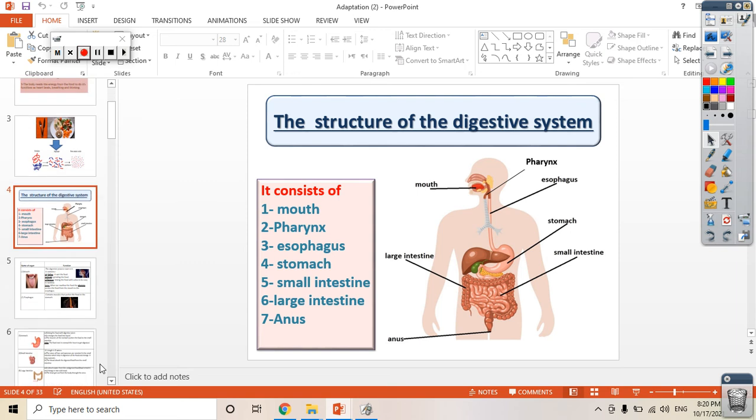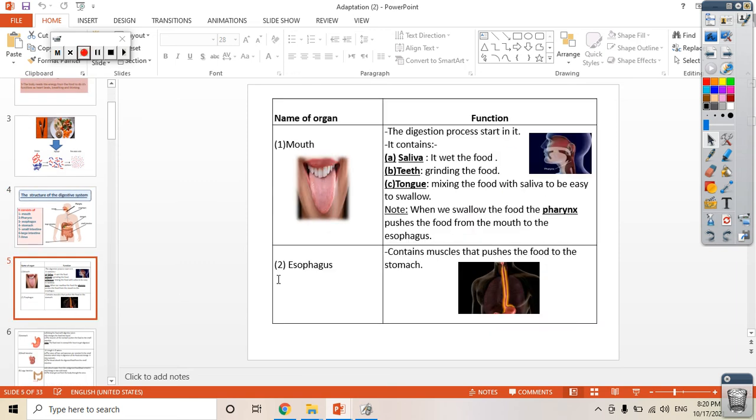Now, let's know the function of each part of the digestive system. Tell me, the digestive system starts with the mouth. Very good. So the digestion process starts in the mouth. What can I find in the mouth? What is this? Teeth. Very good. And tongue. Do you know that the liquid inside your mouth is called saliva? We take it in Primary 3. So, we can find in the mouth teeth, tongue, and saliva.